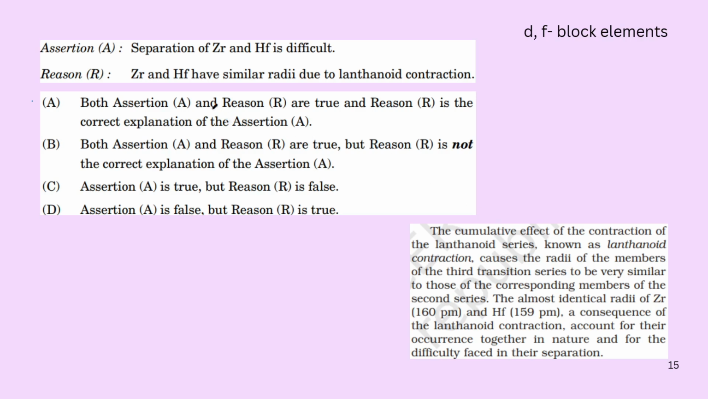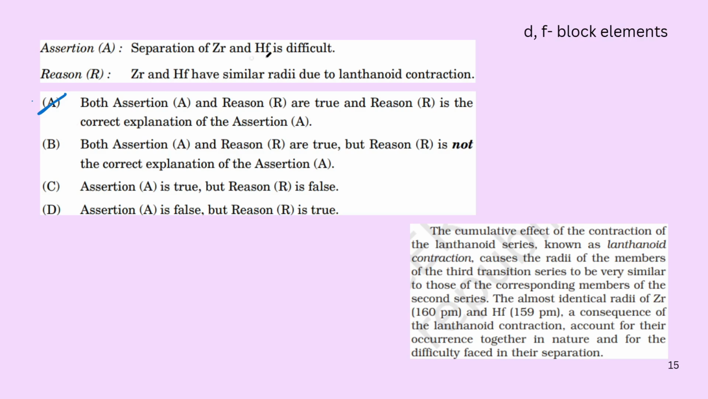The next question. This is again an assertion and reasoning question. Assertion: separation of zirconium and hafnium is difficult. Reason: zirconium and hafnium have similar radii due to lanthanoid contraction. So obviously the answer to this question is A.